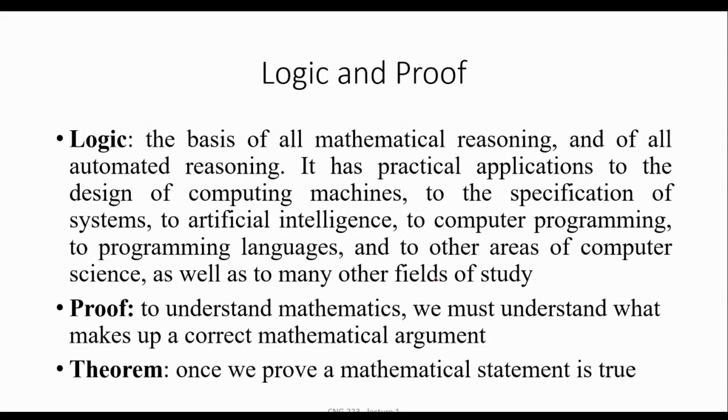So as we said, the basis of all mathematical reasoning is related to logic. And to understand mathematics, we must understand what makes a correct mathematical argument. That's why we need the proof for each one of them to be evaluated and say, yes, this one is proved and we can use it later. And once we prove a mathematical statement is true, we call it a theorem. And you will see them a lot inside mathematical books.